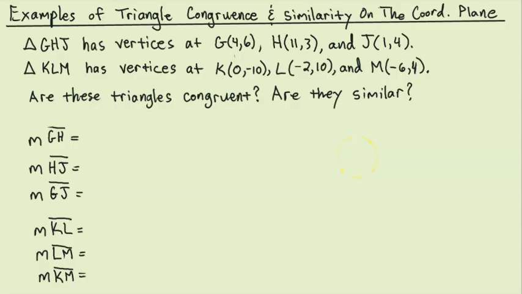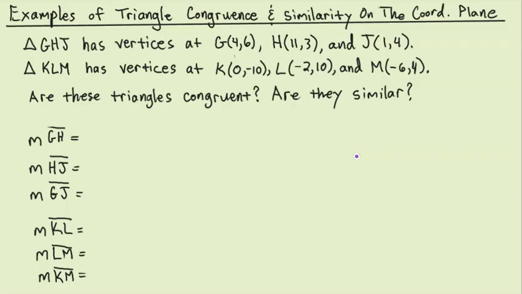All right, now let's look at these triangles. We have triangle GHJ and triangle KLM. GHJ has these vertices on the coordinate plane. KLM has these vertices on the coordinate plane. If you're not sure how to identify what the sides are going to be, it's always going to be the first and second letter, then the second and third letter, and then the first and the third letter. Okay, so we're going to have side GH, side HJ, and then side GJ. Then we're going to have side KL, then side LM, then side KM.